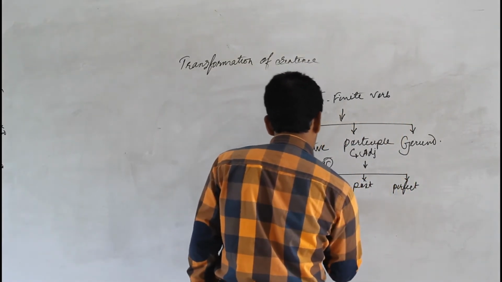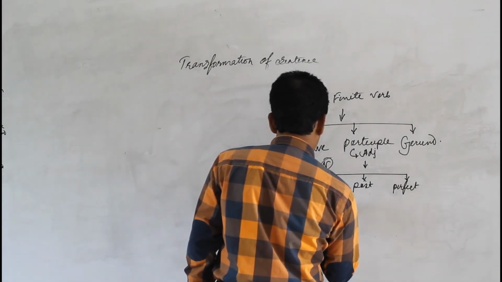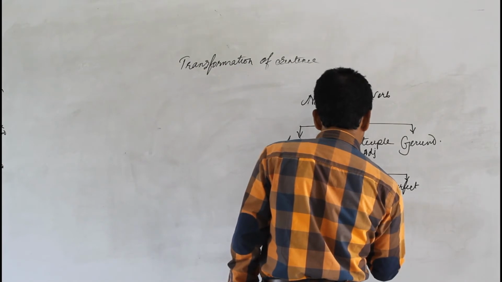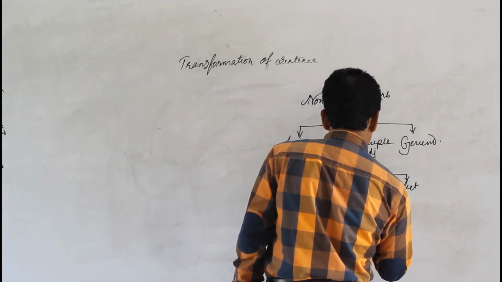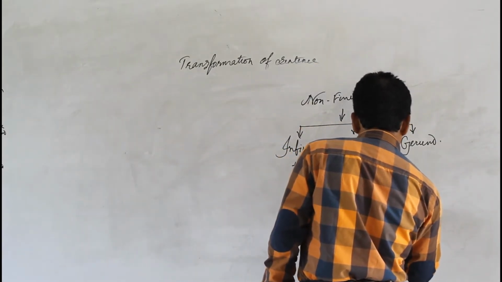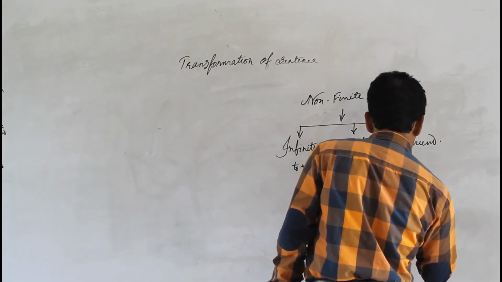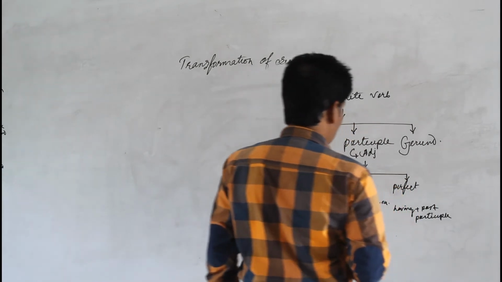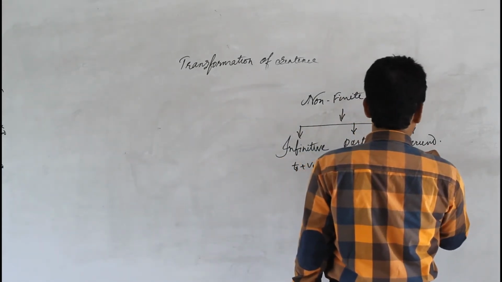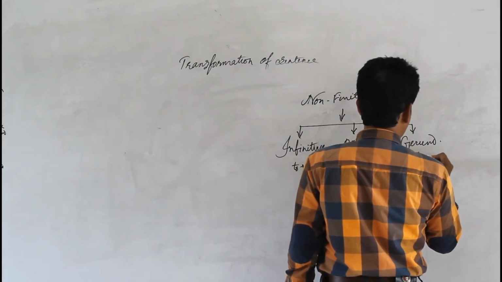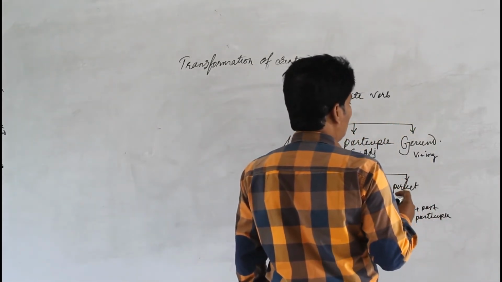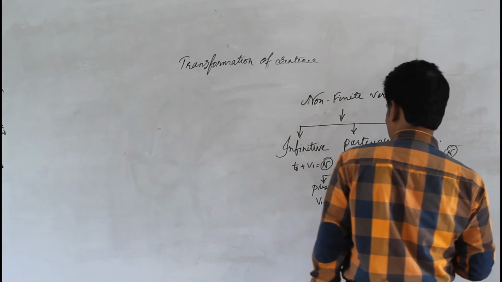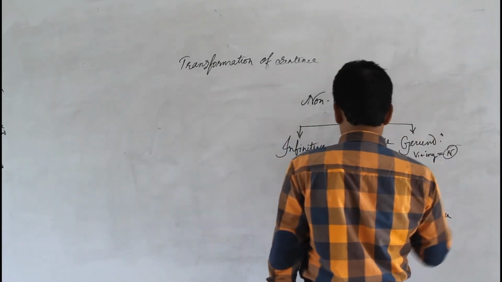Present participle means V1 plus ing. Past participle means V1 plus D, ED, T, N, EN. And perfect participle means having plus past participle. Now come to the point about gerund. What is gerund? The structure of gerund is V1 plus ing. That is, with the base form of the verb, ing is added, and if it works like a noun, that is called gerund. Certainly there is some similarity between gerund and present participle.